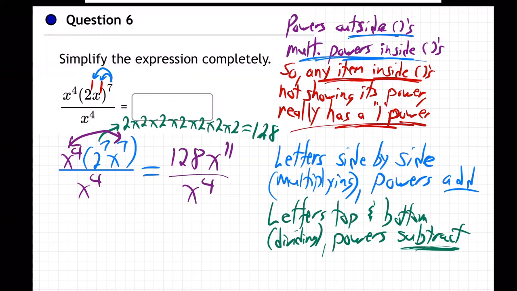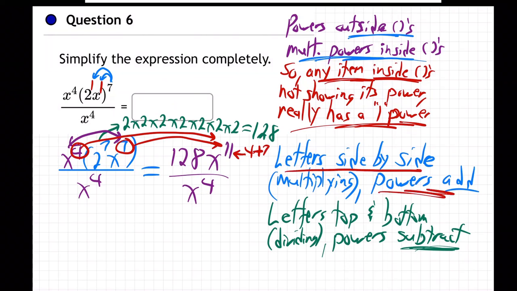You see what happened there? The 4 power and the 7 power added to become 11. 4 plus 7, because we add the powers. So we add the powers that are side by side. Letters side by side, powers add. Even if they're not right next to each other, it doesn't matter. X to the 4th, X to the 7th, they add up to X to the 11th, and then 2 to the 7th power is 128.